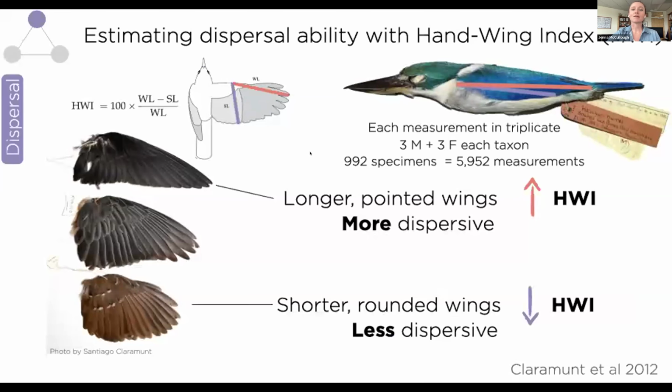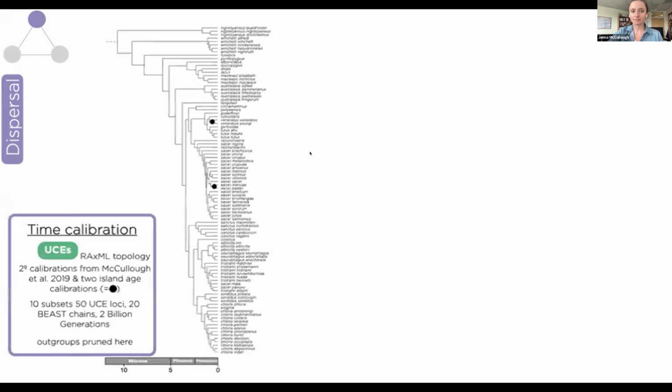So to test this with Todiramphus, we quantified dispersal ability with the hand wing index, which is a measure of wing shape, with larger values of hand wing index indicating more dispersive wings and vice versa for lower values. We collected a fine scale dataset of all taxonomic diversity for nearly 1,000 specimens. So to test the relationship between diversification rate and dispersal ability, we produced a time calibrated tree using UCE data, secondary calibrations, and island ages in BEAST.